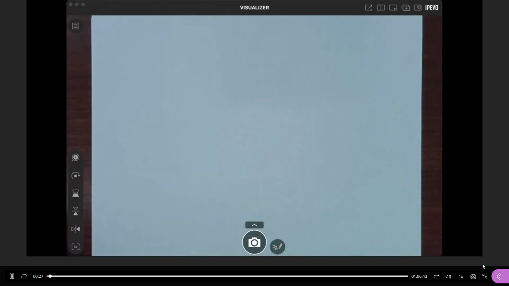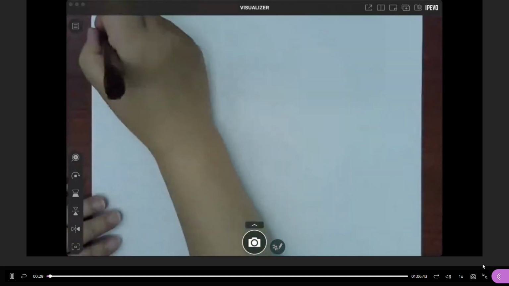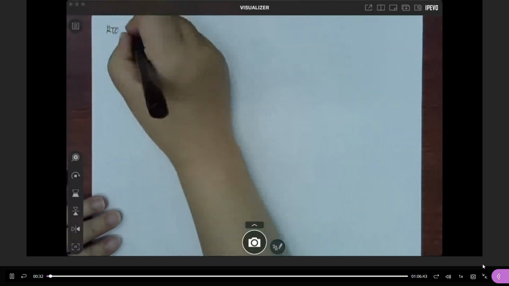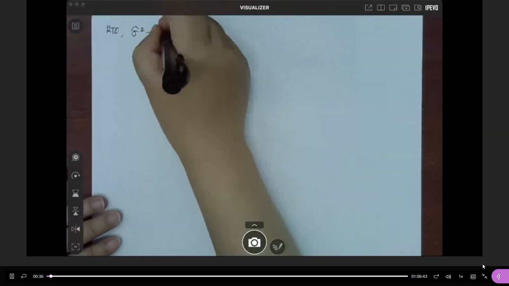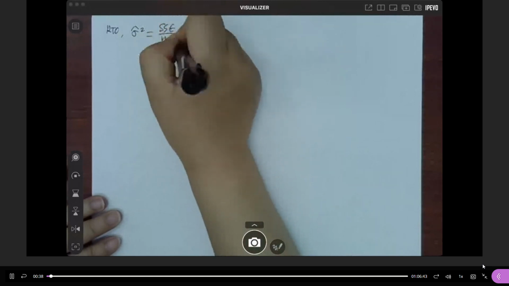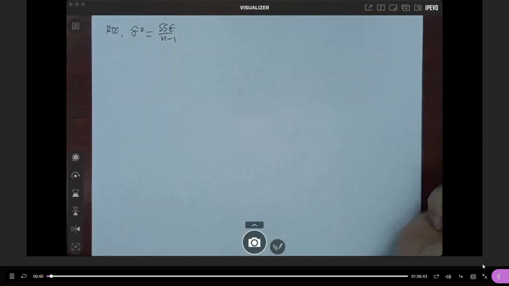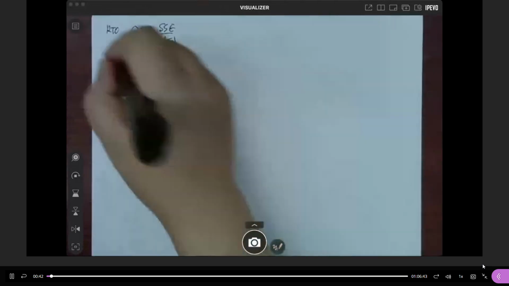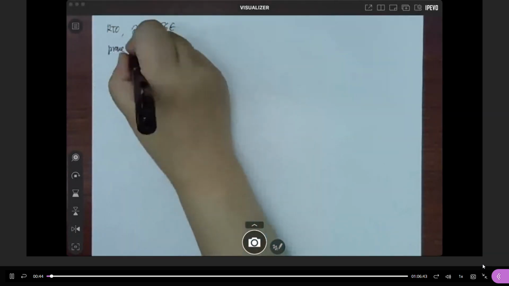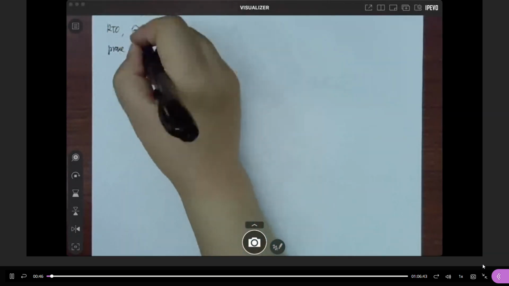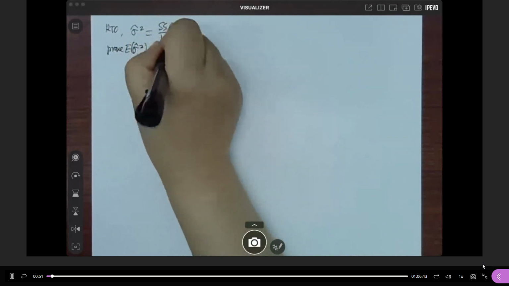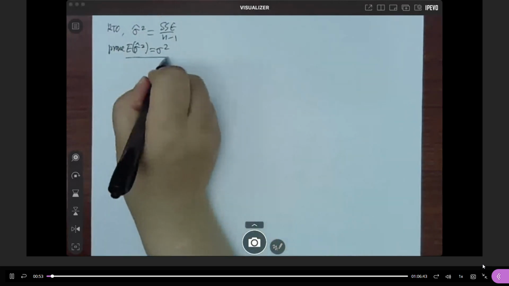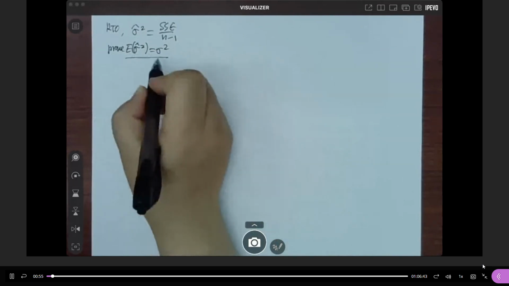So this is for RTO. We defined an estimator for the variance, which is SSE over n minus 1, and we try to prove it is unbiased. This is what it means by unbiased: the expectation of the estimator equals the true parameter.